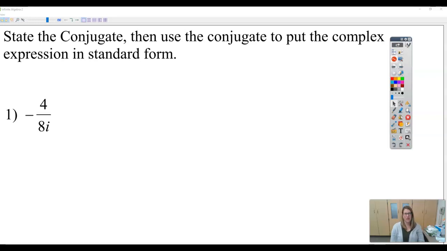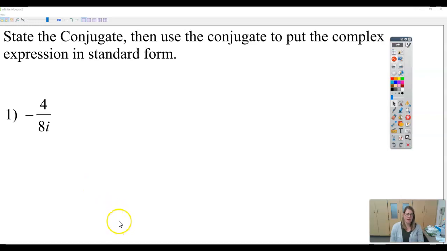Hi guys, in this video we are going to be learning what a complex conjugate is, and then we're going to be dividing numbers with complex parts, imaginary parts, or complex numbers. So first of all, what is a conjugate or a complex conjugate?